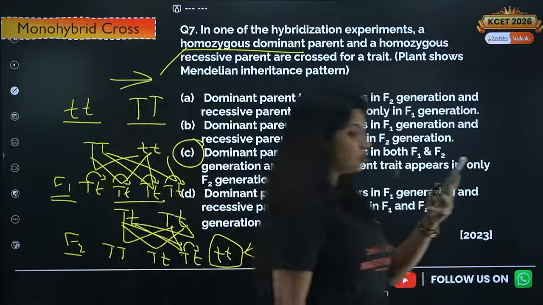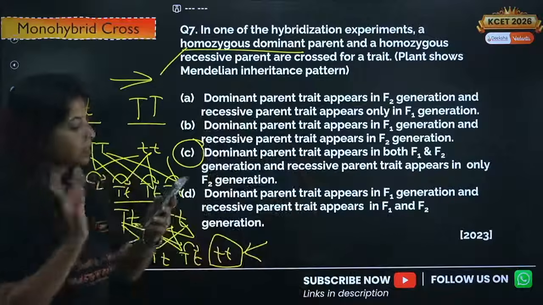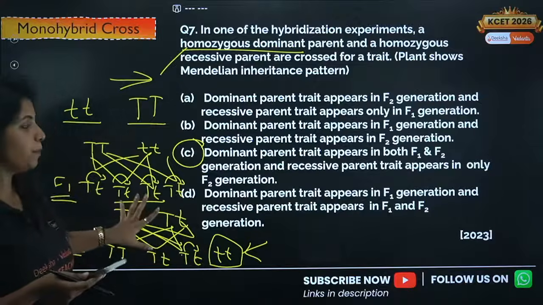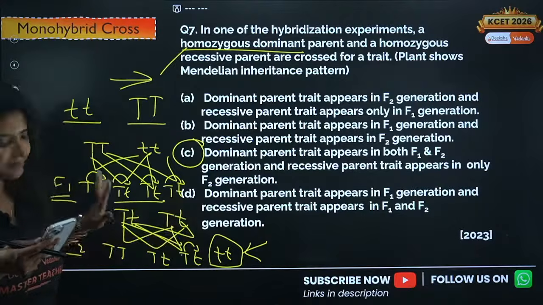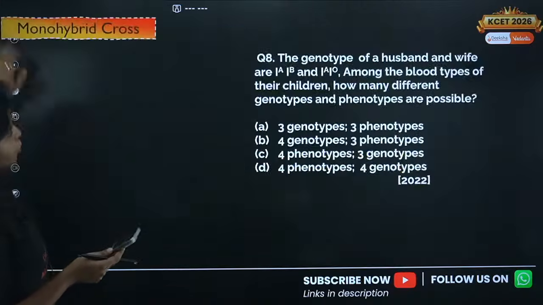So Nagaraj, Manjunath, as well as Aishwarya, kudos to you guys, because the answer would be C. Dominant character appears in both F1 and F2, and recessive parent only in F2 generation. Cool, it's an easy question, right? Now let's move on to the next question.